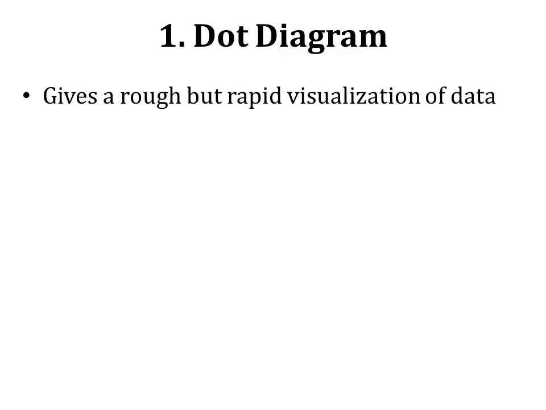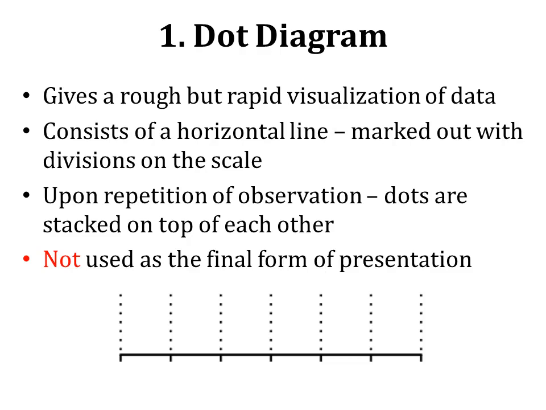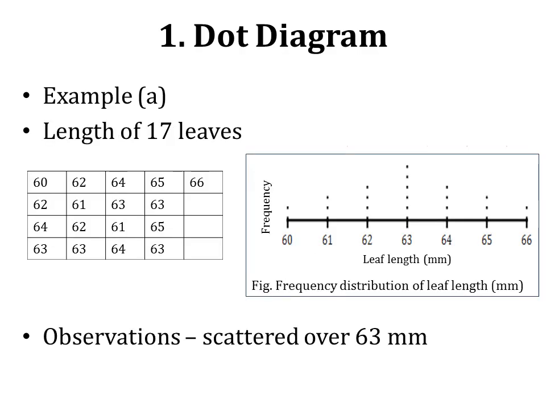So there are different types of graphs. We started with the dot diagram, which is not used as a final form of presentation. It is just used during your analysis, if you want to have a quick look at your data, then you can make a dot diagram and look at the trends in your data. Like the length of 17 leaves, you can draw this dot diagram to see how the pattern looks.